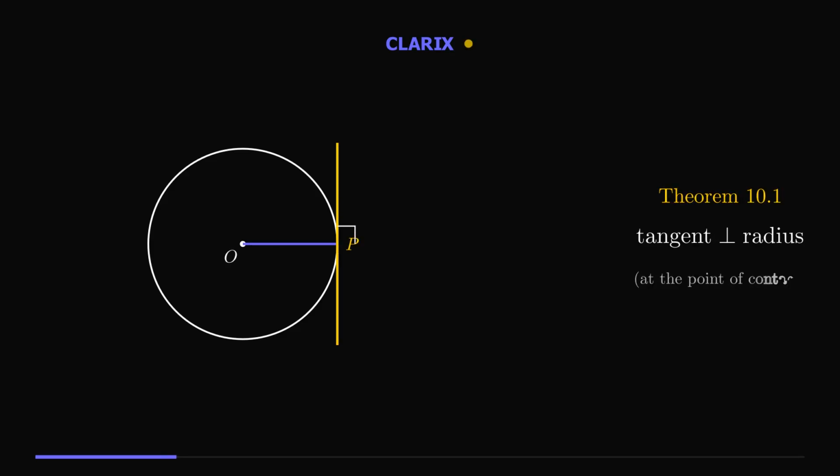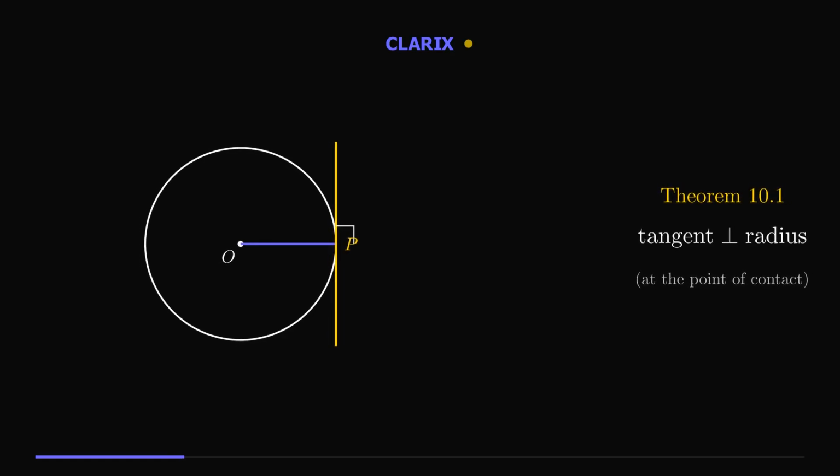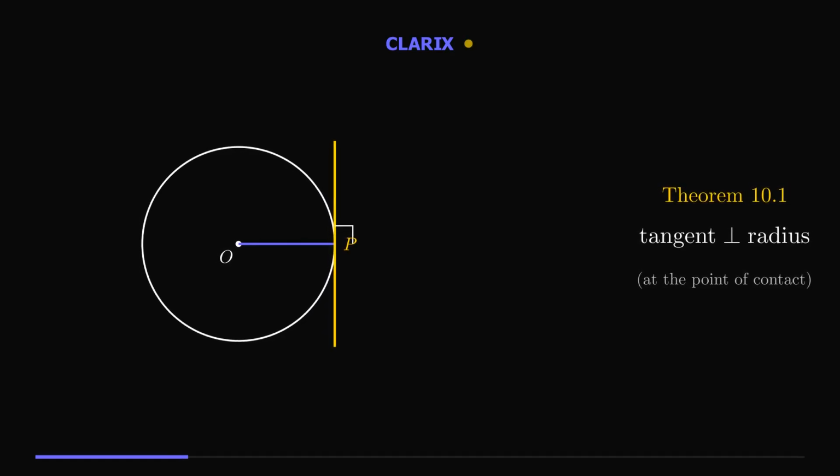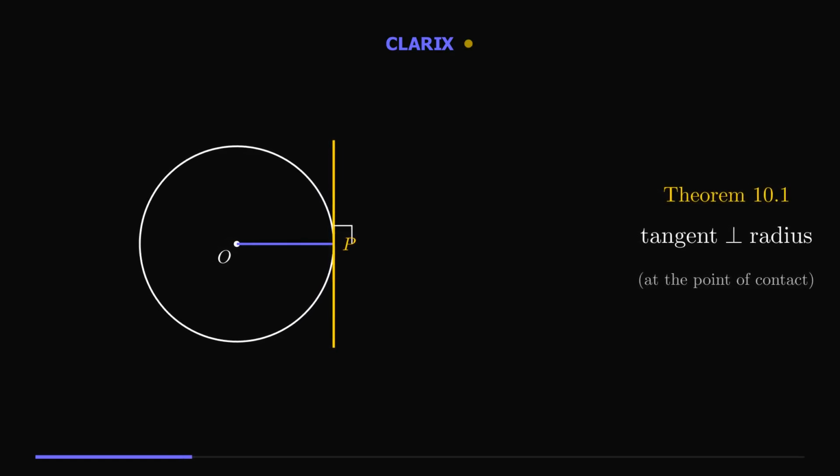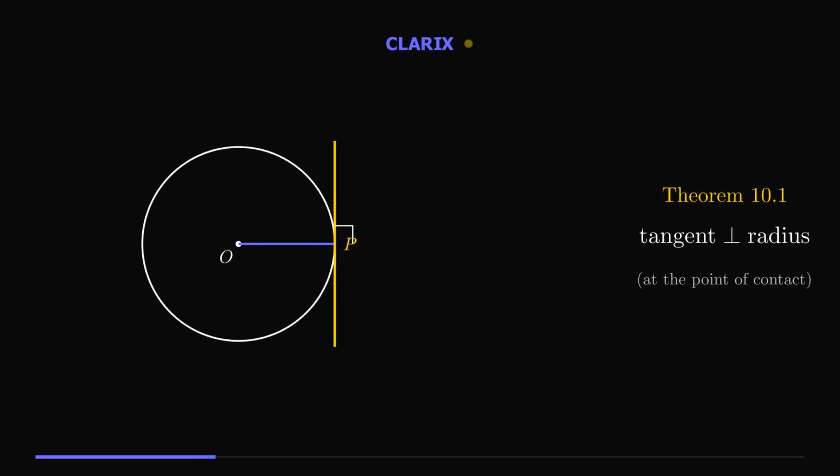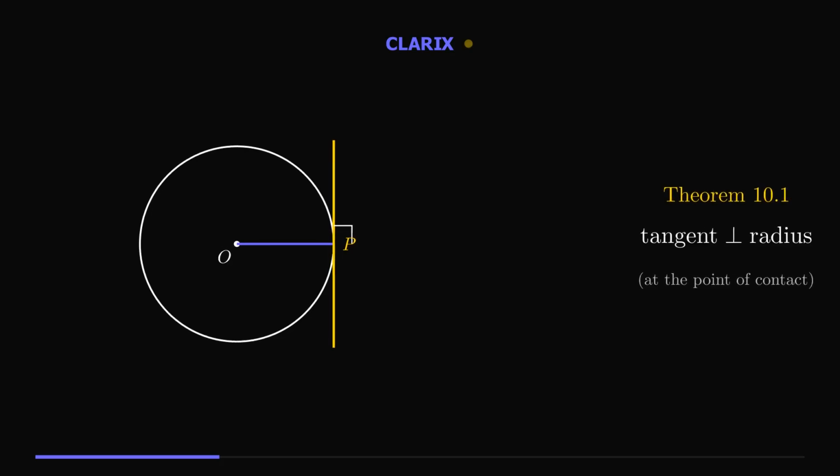Theorem 10.1. The tangent at any point of a circle is perpendicular to the radius drawn to the point of contact. Why is it exactly 90 degrees? Because of all the distances from the center to the tangent line, the radius to the point of contact is the shortest, and the shortest distance from a point to a line is always the perpendicular. So radius meets tangent at a perfect right angle.